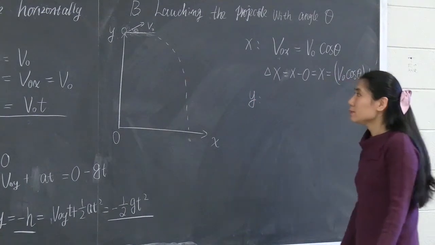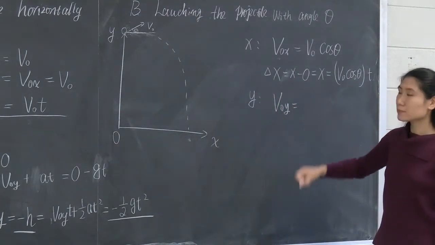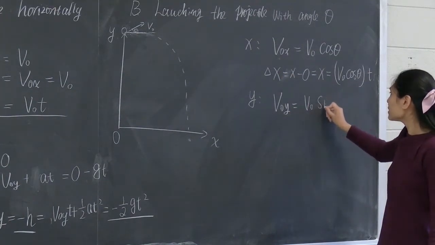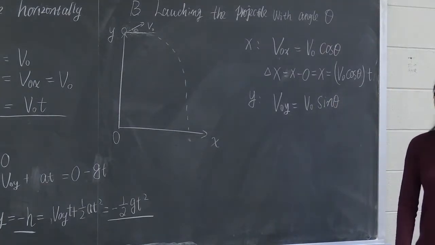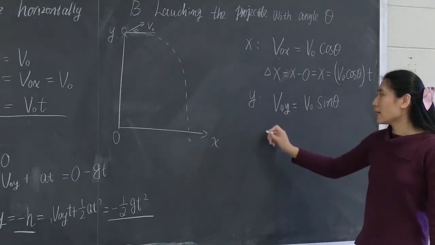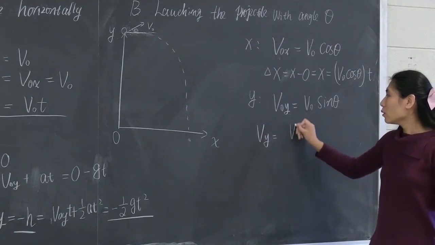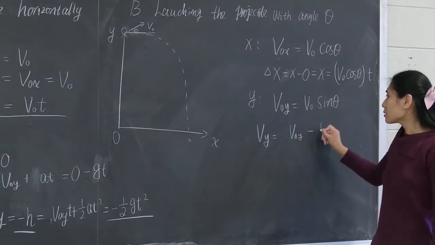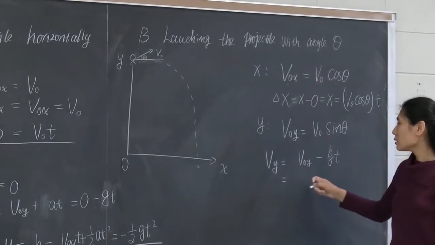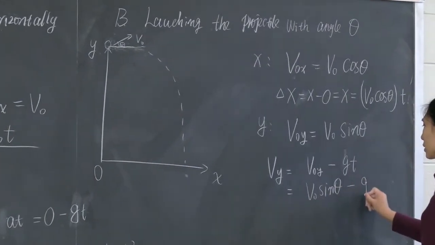Along the y direction, the initial velocity, let's call it v naught y, will equal the initial velocity times sine θ. And since there is gravity along the y direction, this velocity is also changing with time. So Vy will equal v naught y minus gt, because g is along the negative direction. This tells us v naught sine θ minus gt.